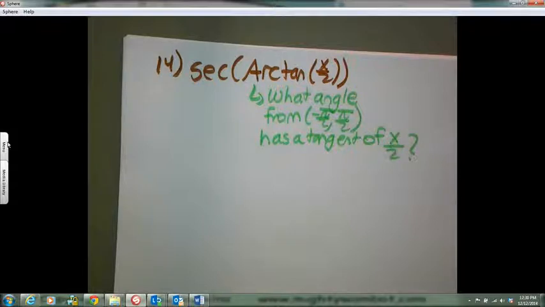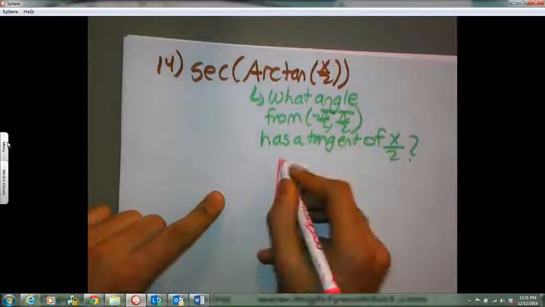Okay, clearly there is no angle on the unit circle that has this angle. So we need to do what I talked about earlier today, which is to draw the general right triangle. So, let's draw that right triangle.